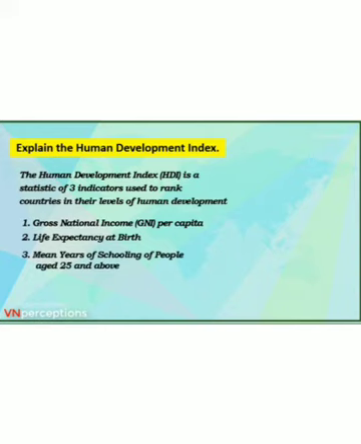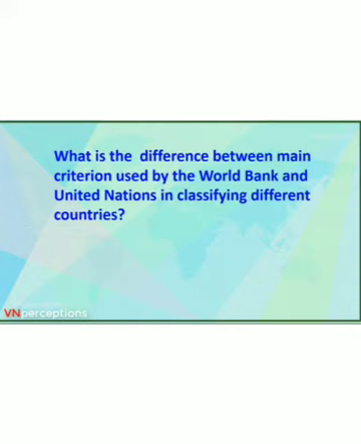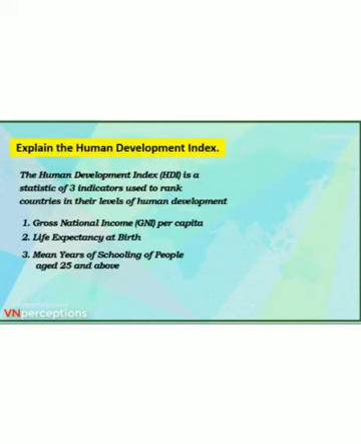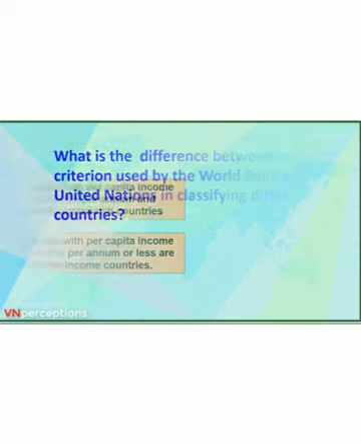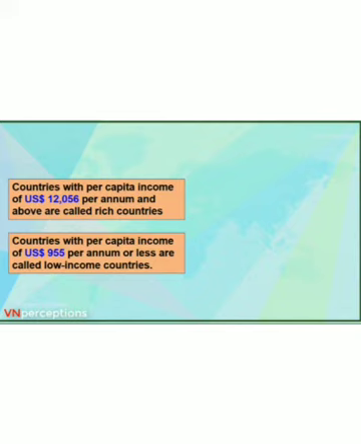Then what is the difference between the main criteria used by the World Bank and United Nations in classifying different countries? For the United Nations, we have to write these 3 points: gross national income, life expectancy at birth, mean years of schooling of people aged 25 and above. Similarly, what about the World Bank? The World Bank divides the countries into 2 parts. One with per capita income more than 12,056 US dollars per annum. And the countries with 954 US dollars per annum or less are considered low income countries.